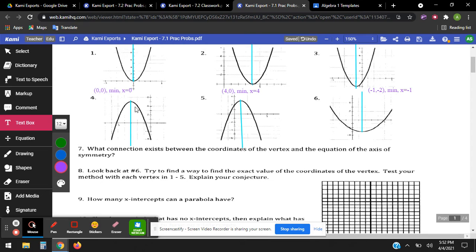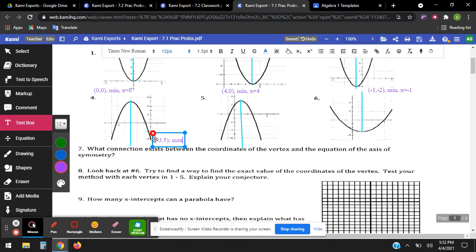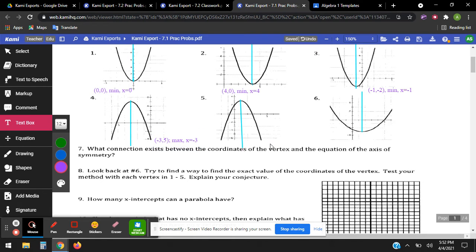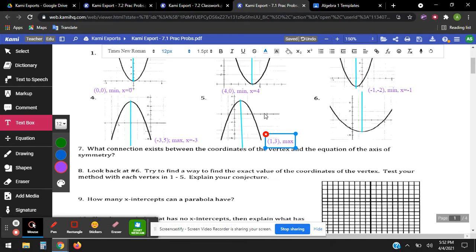So my vertex is at -3, 5 for this one. This time it's a maximum, and x equals -3 in this case. All right, this guy, my vertex is at 1, 3, it looks like. This is also a maximum, and x equals 1.